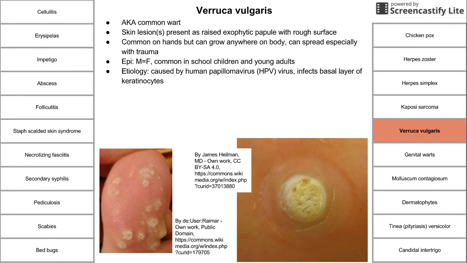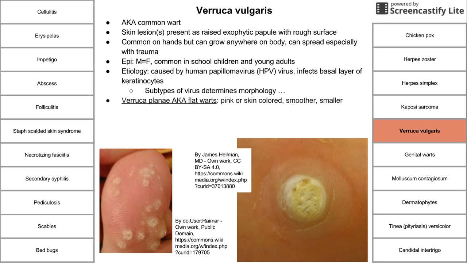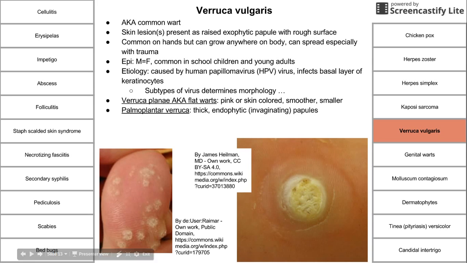These are caused by the human papillomavirus, the HPV virus, that infects the basal layer of the keratinocytes. There are subtypes of these viruses that determine their morphology. So there's verruca planae, or flat warts, and these are usually pink, smaller, smoother, and actually dome-shaped, as opposed to these, which don't really look like a dome. They look like outward exophytic growths. There's also a palmar-plantar verruca, which is a thick endophytic invaginating papule. The course of warts usually resolve, but they can take 2 to 5 years.